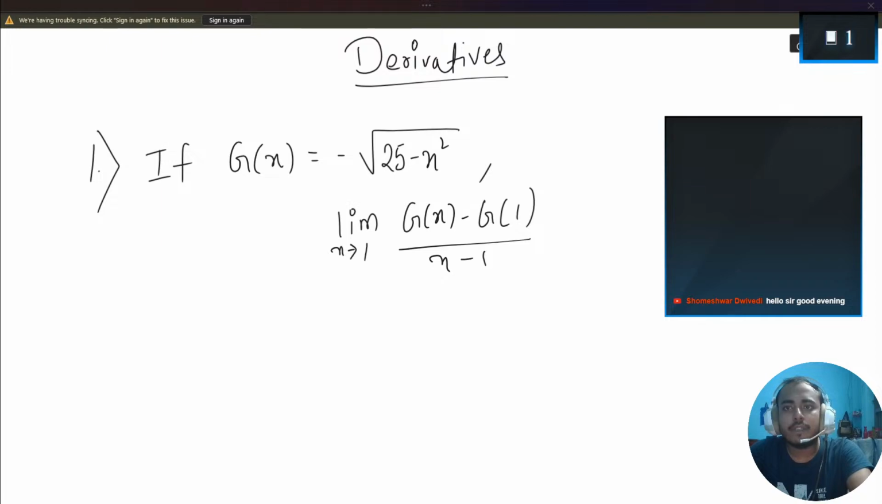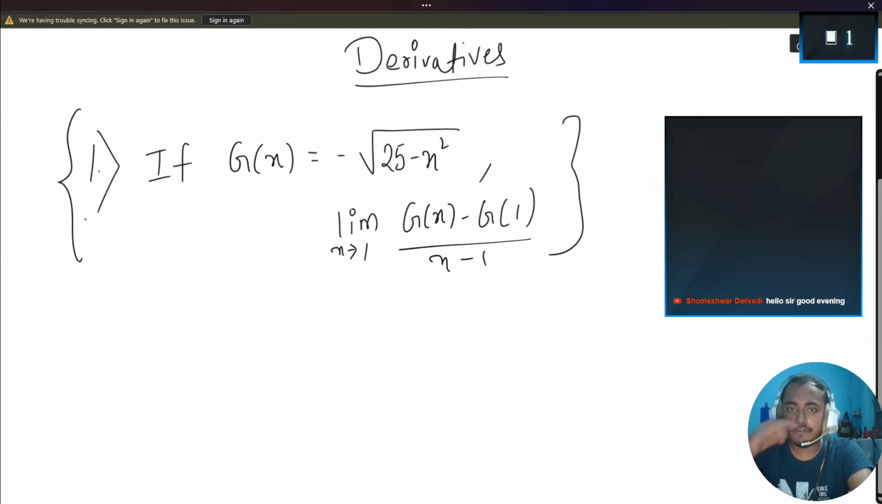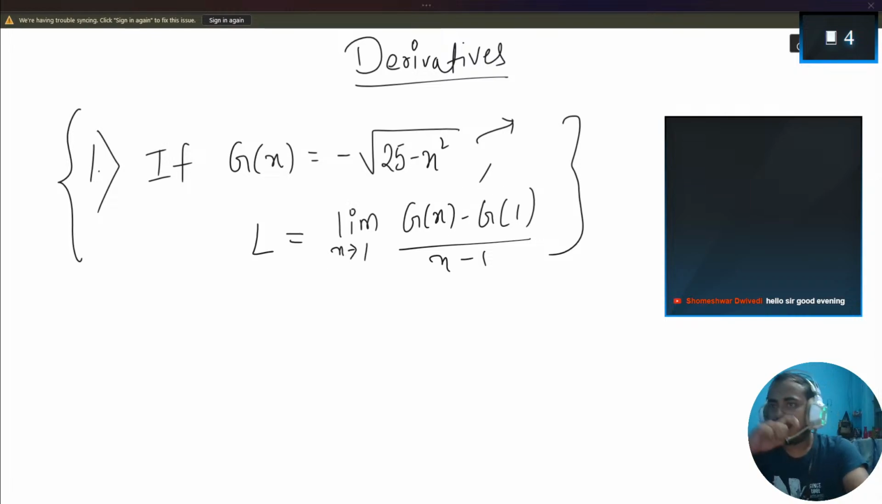So basically, this is our first question today, and I will explain it in complete detail. I will assume that the viewers who are watching want to know it from completely scratch. So g of x is minus root over 25 minus x square, and we need to find the value of this limit, which let us call L. Okay, so this is the limit we have in hand.